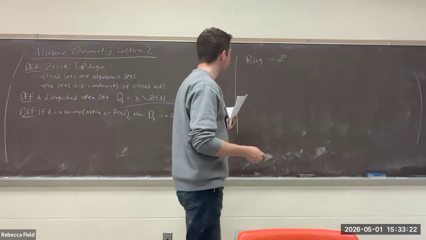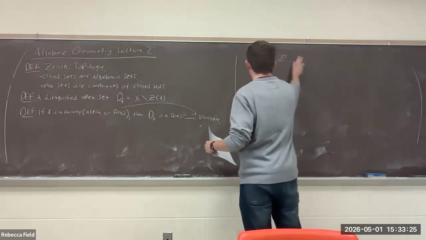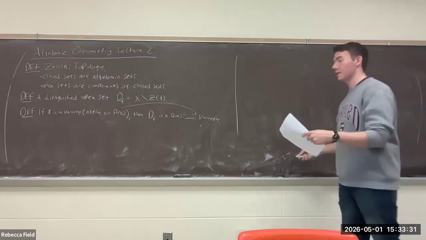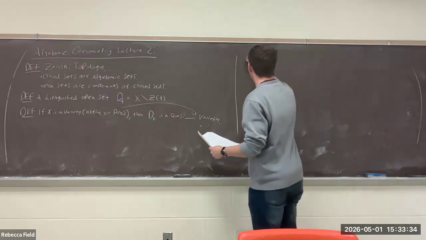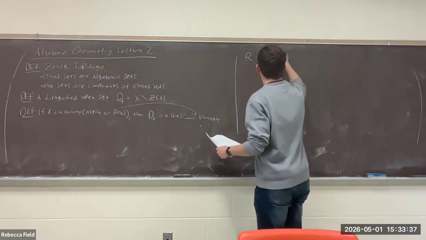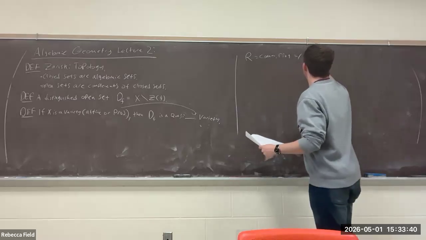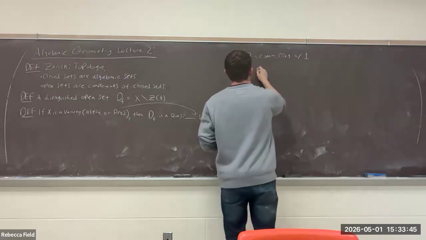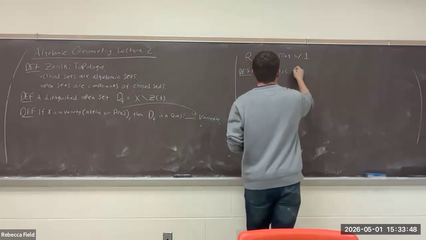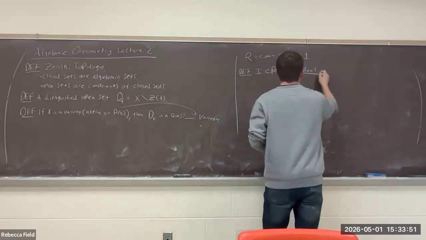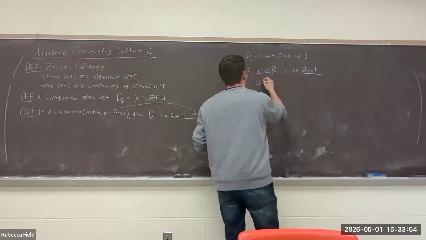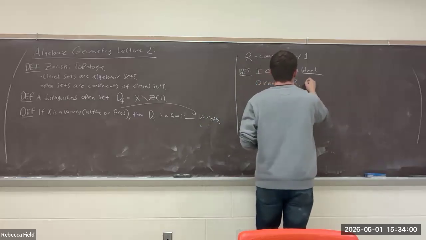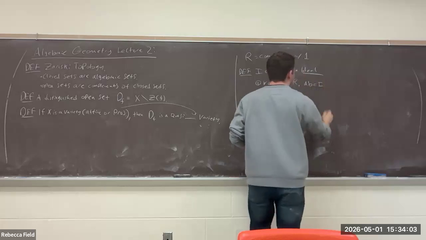Given a ring R, we'll just assume that it's commutative, meaning that when we multiply 2 things, A times B is equal to B times A. So given a commutative ring with unity, R, we're going to define an ideal of R. So I contained in R is called an ideal if and only if for all A in I and B in R, A times B is in I.